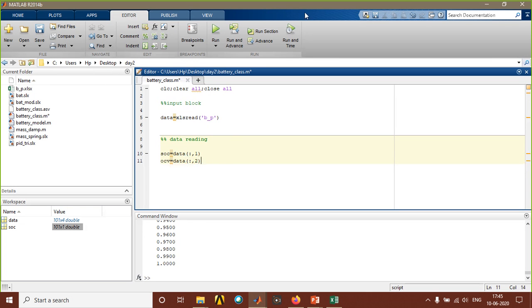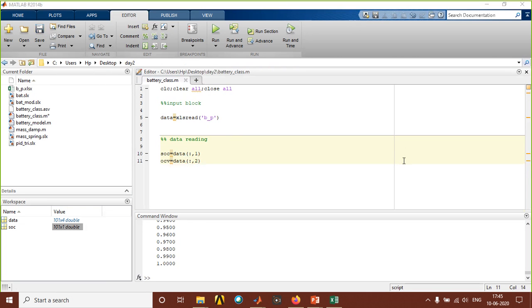Can someone tell me how I should write it? Can anyone? What is the command I should write in order to read R charge and R discharge data?